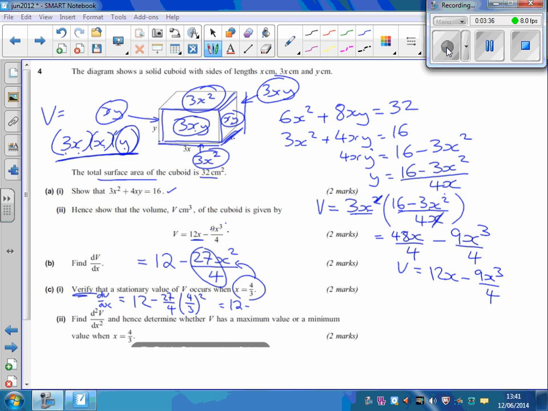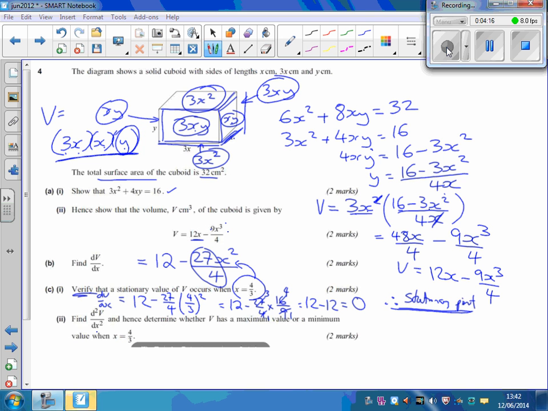So I've got 27 over 4. Now squaring this means I've got 16, 4 times 4 is 16, over 3 times 3 is 9. And now we can just do some cancelling. 4's into that go 1, 4's into that go 4, 9's into that go 1, 9's into that go 3. So I've got 12 take away 12 equals 0. And because it equals 0, therefore this point is a stationary point. Final statement needed. Therefore there's a stationary point when x equals 4 over 3.